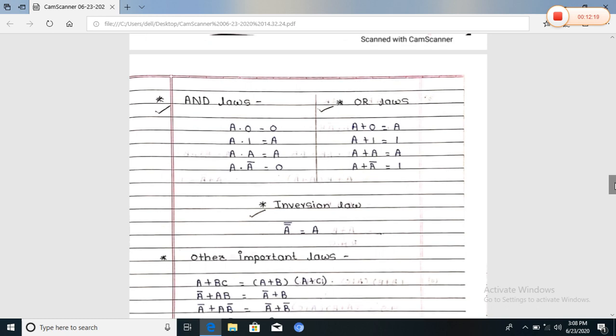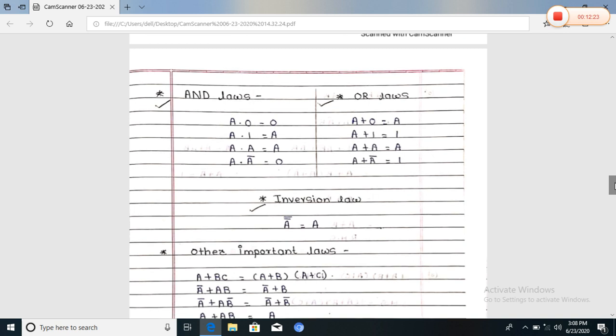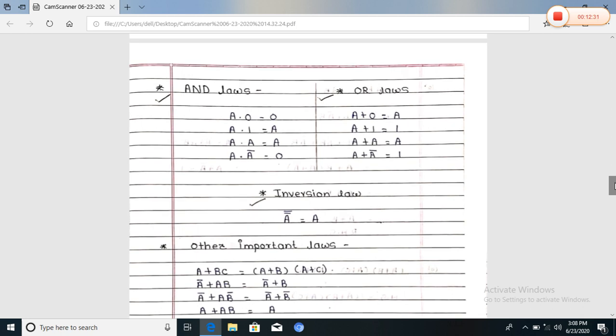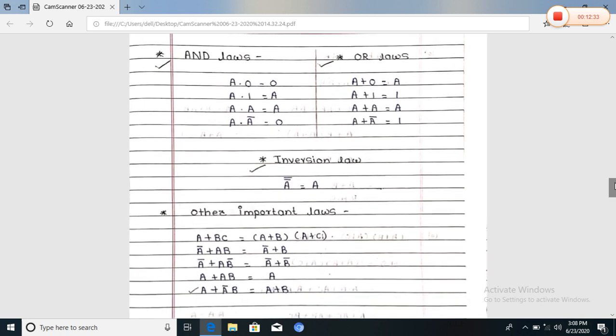And the next law is the inversion law. In this inversion law, A double bar is represented as the original term A. And another important law is A plus BC is equal to A plus B into A plus C.